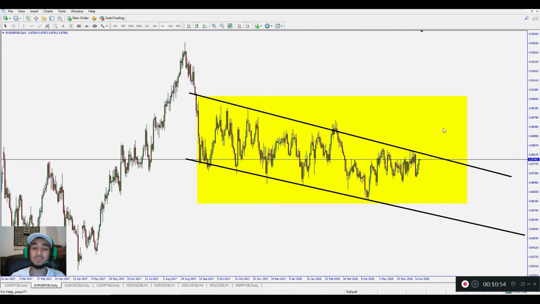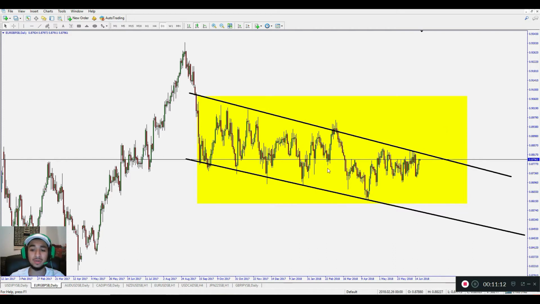Now I've been abusing this pair ever since Brexit occurred, guys, because the opportunities here are so easy. I mean, look at them, guys. The market is respecting this pattern. It is descending in a flag manner. It is creating higher highs and higher lows as it bounces from resistance to support to resistance.